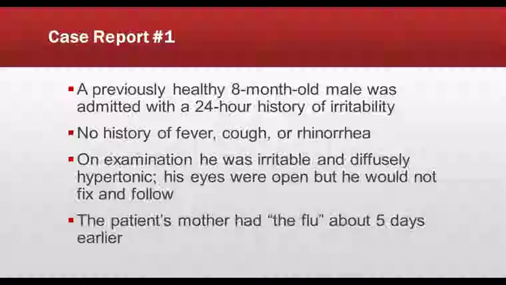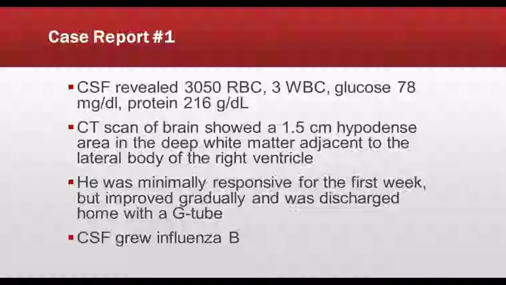The first case was a previously healthy 8-month-old male, admitted with a 24-hour history of irritability. He didn't actually have any history of fever, cough, or rhinorrhea. On his physical examination, he was irritable and diffusely hypertonic. His eyes were open, but he would not fix and follow. The patient's mother said that she'd had the flu about 5 days earlier.